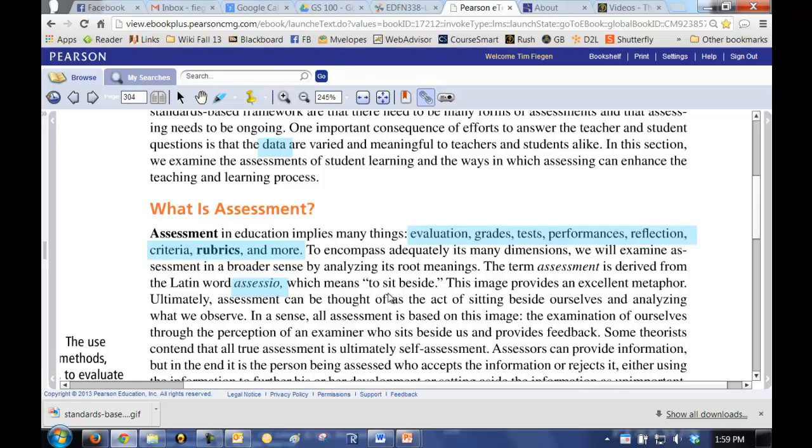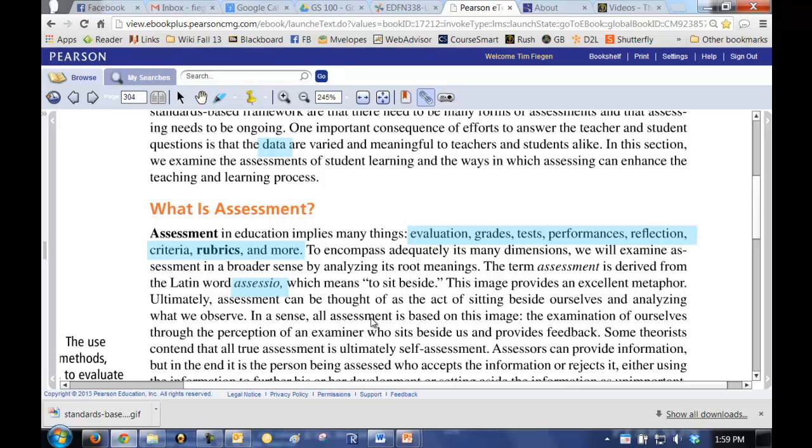So actually, what is assessment? Well, it implies evaluation, grades, tests, performance, reflection, criteria, rubrics, and more. Grades aren't going away. They're changing in what they mean. And honestly, I cannot tell what the grades mean on the report cards anymore. This last time my kids got report cards, there were like 3 or 4 different grades for each subject, and none of them is a definitive grade of what they're getting in the subject.